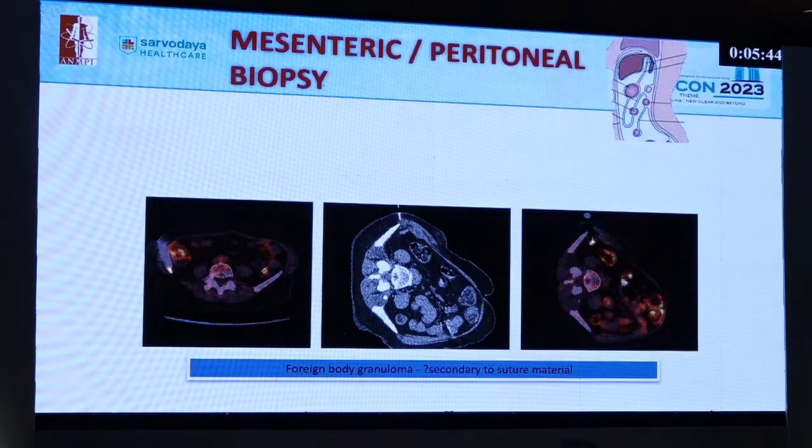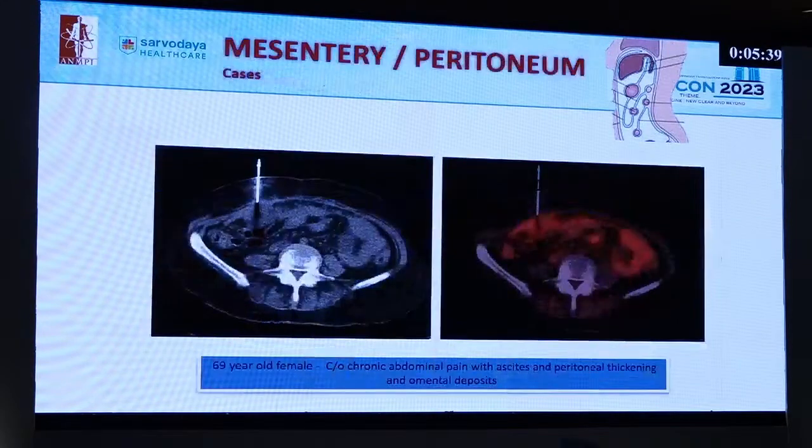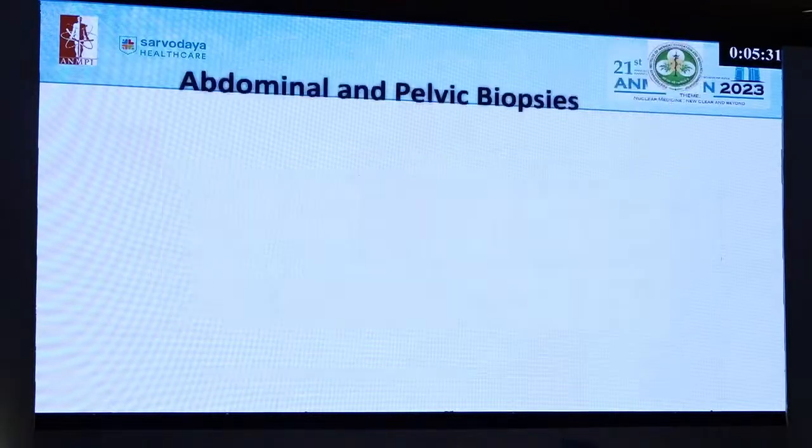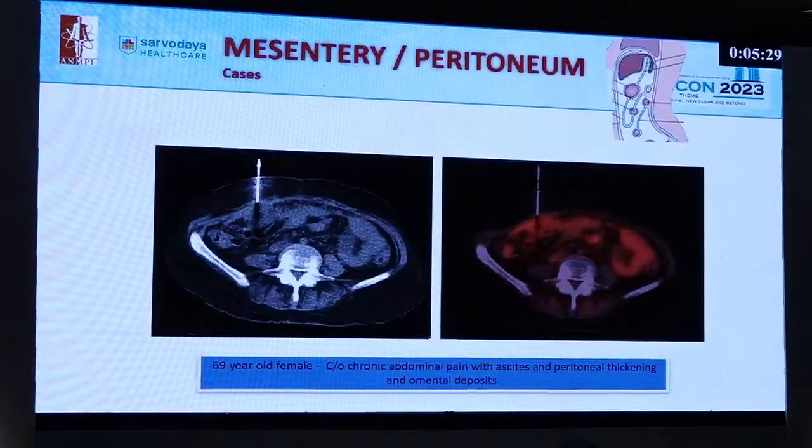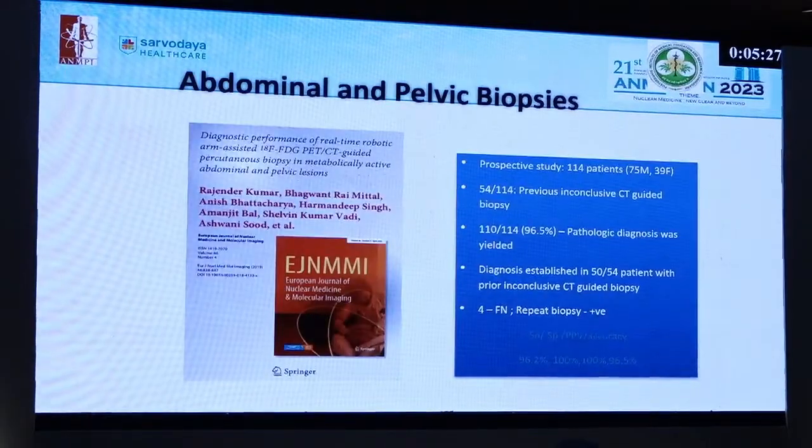So that turned out to be a foreign body granuloma secondary to suture material. And this is a 69-year-old female with chronic abdominal pain, ascites, peritoneal thickening and omental deposits. So we did a biopsy from that lesion, and that turned out to be malignant.